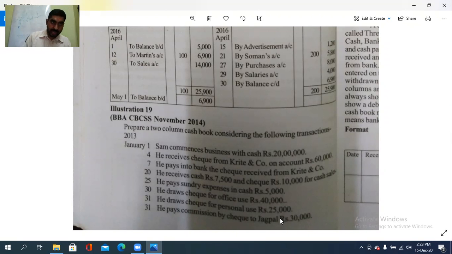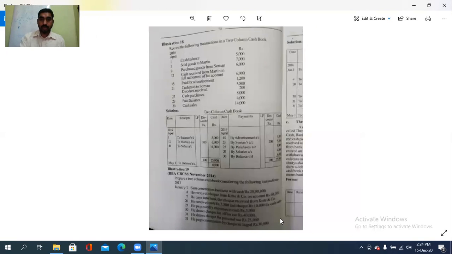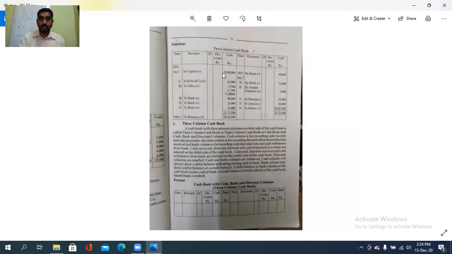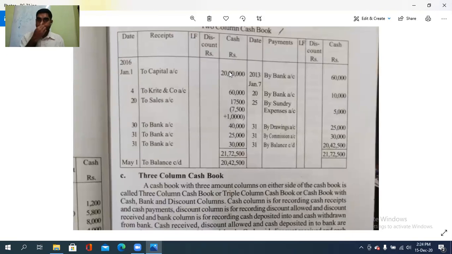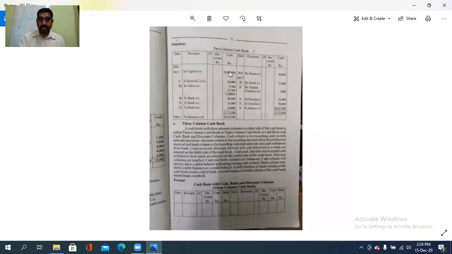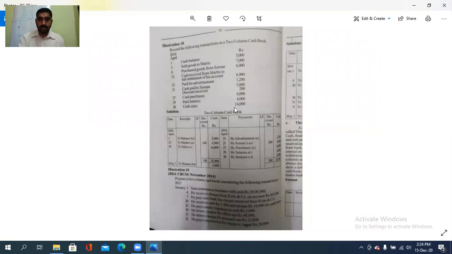So how the entries are made, we will look into. First of all, Sam commences business with cash 20 lakh. So what is that? Opening balance, balance brought down 20 lakh. So how is the entry coming? See, 20 lakh in the cash column. Okay.